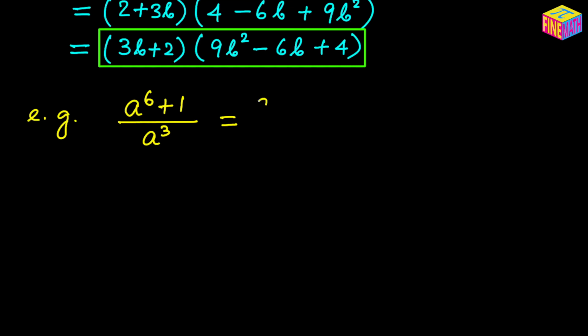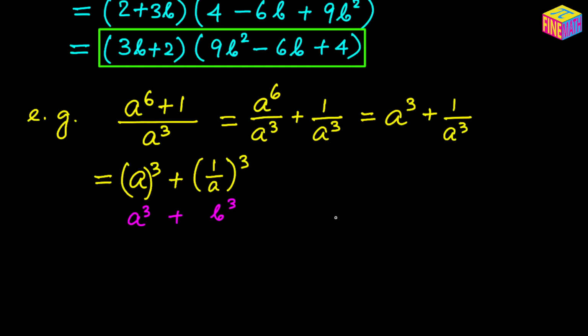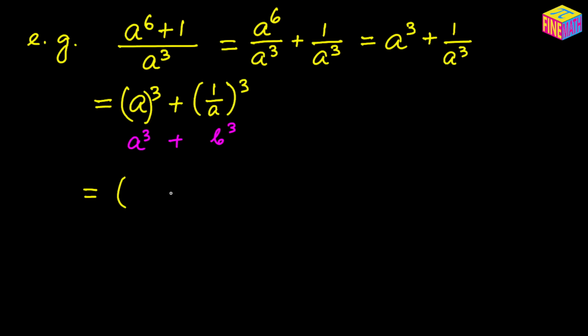So the first term would be a to the power 6 divided by a cubed, plus 1 over a cubed. And from here what do we get? Well, a to the power 6 over a cubed gives us a cubed, and then plus 1 over a cubed, and this can be written as a cubed plus 1 over a whole cubed. Now you can clearly see that this looks like the sum of two cubes. So if we simply assume that this is our a and this is our b, this looks like a cubed plus b cubed. So this can be factored into a plus b times a squared minus ab plus b squared.